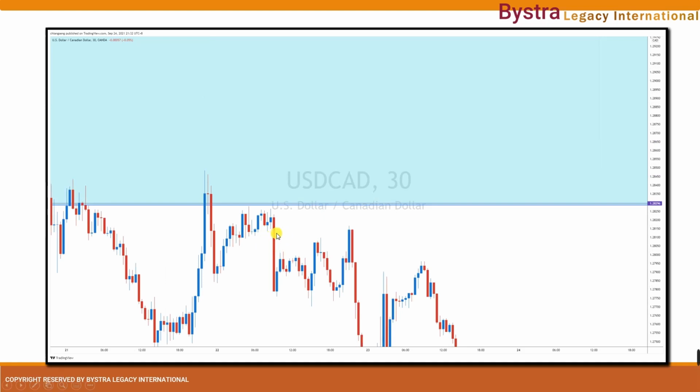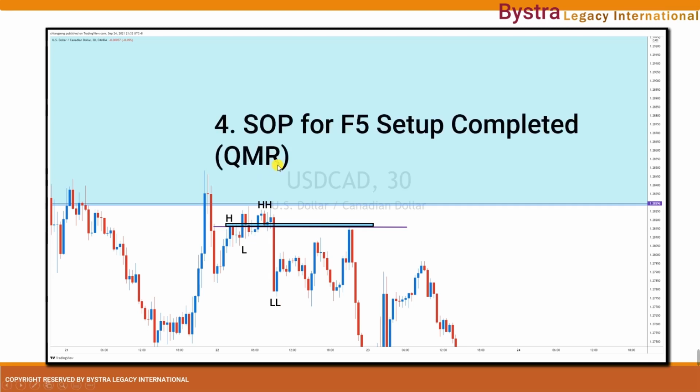Now, the fourth reason that we need to find is the SOP. So if you look here, the QMR setup must have a complete SOP before we can consider this a QMR setup. So we draw the horizontal line at the left shoulder of the QM, and then we mark the zone as our monitoring area, okay? And then we mark the structure: high, low, high, higher high, and lower low. So we do have the full SOP for the QMR. At the same time, the setup is in the H4 engulfing candle. So once we have this, our SOP is completed.